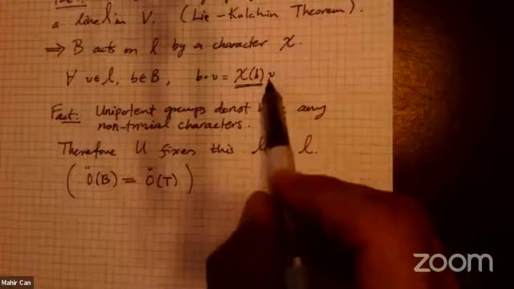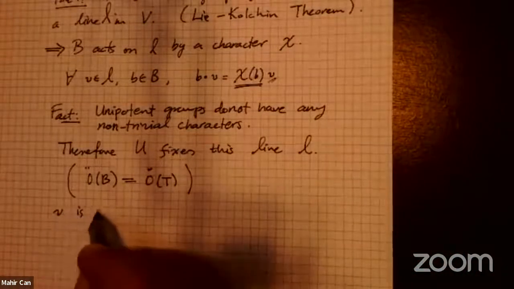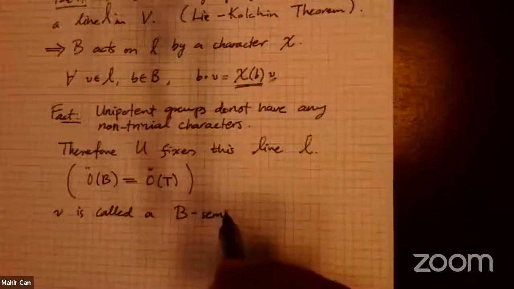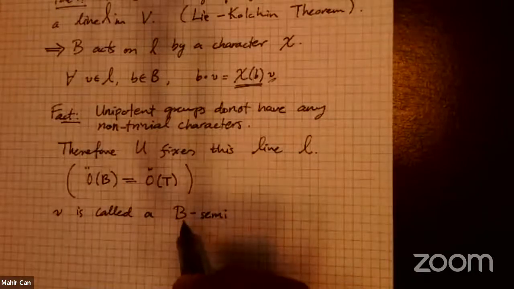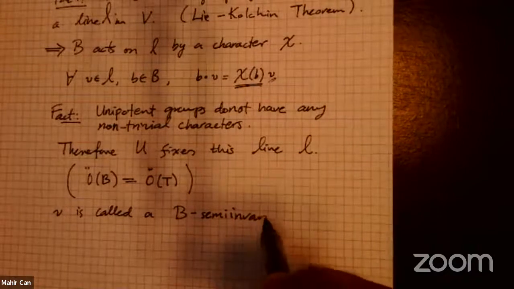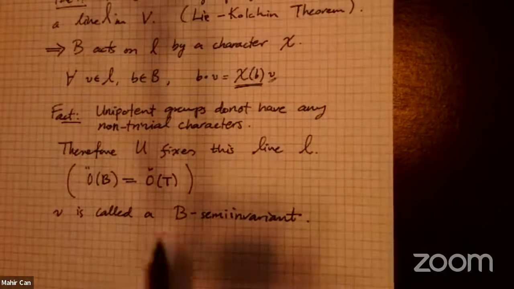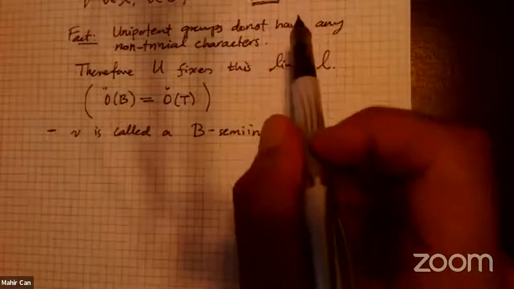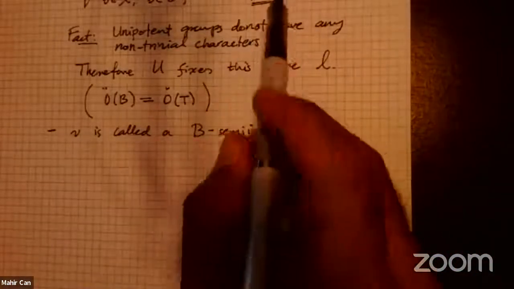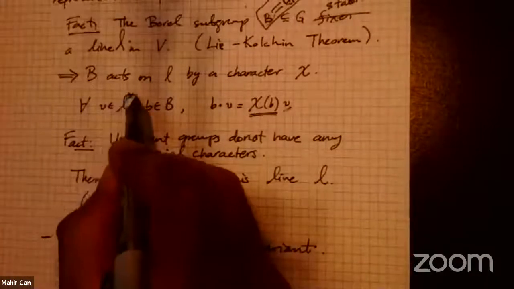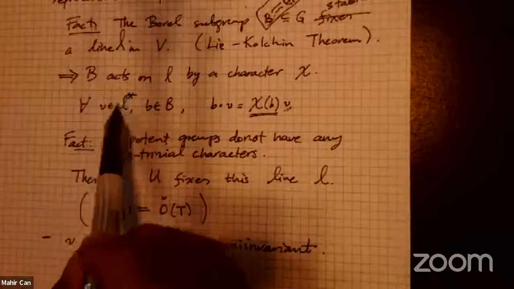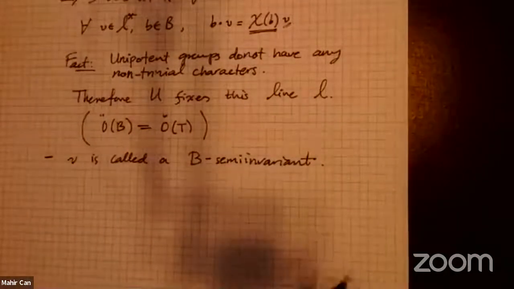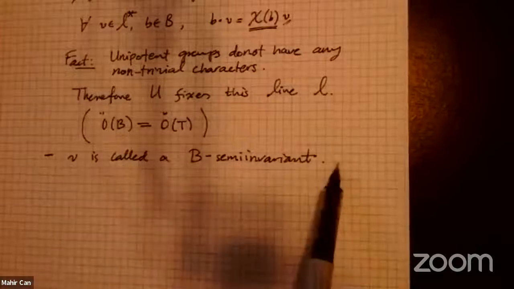Such vectors have a name. V is called a B semi-invariant. It's not quite invariant, but it's semi-invariant because B acts by a character. Of course, I'm going to assume this line to be non-zero. As far as this line is concerned, I could assume it to be zero, but now let's assume that V is non-zero. So a non-zero vector from this line is a B semi-invariant.